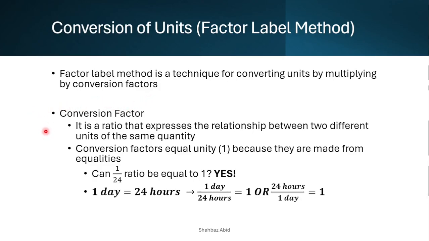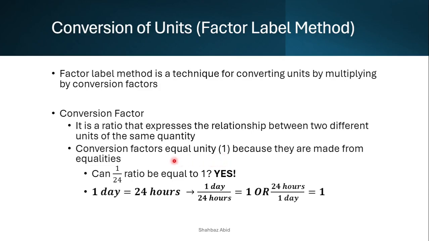The conversion factor is actually a ratio of two similar quantities. Now what do I mean by two similar quantities? It means that both are equal to each other. So their ratio is going to be equal to 1.